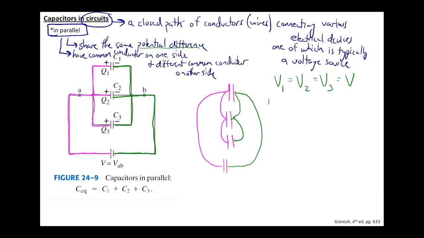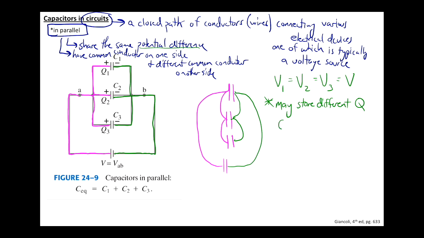Here's the thing that's different. Even though they do have the same potential difference, they may store different amounts of charge. You'll notice Q1, Q2, and Q3 are labeled. That's how much charge is stored on each individual capacitor. If the capacitors are identical, they'll end up having the same amount. You'll see that mathematically in a second. But if I have 3 different capacitors, they're going to have different amounts of charge go to each of them. Okay? Let's see how all that fits together.